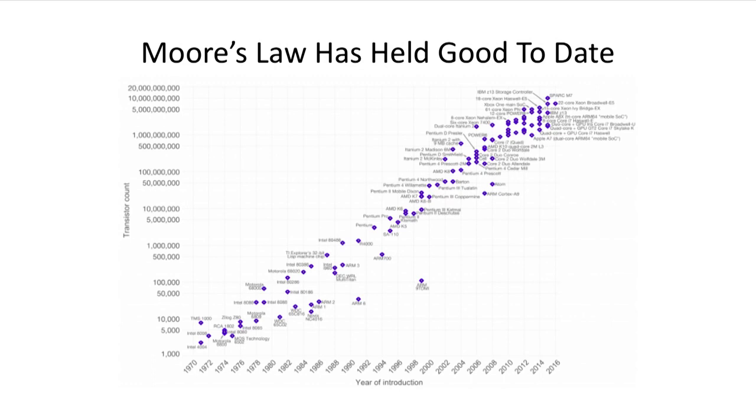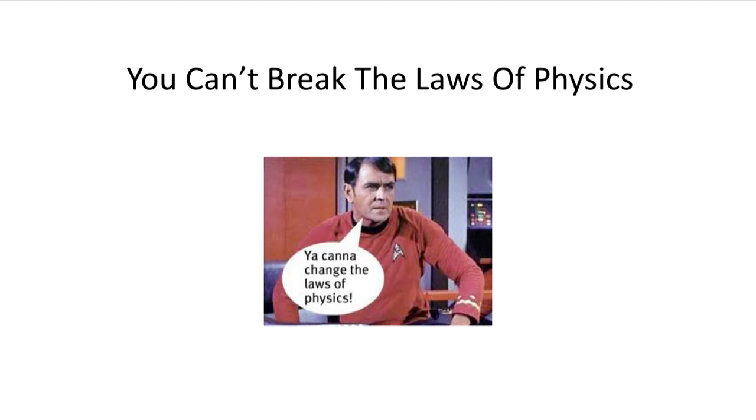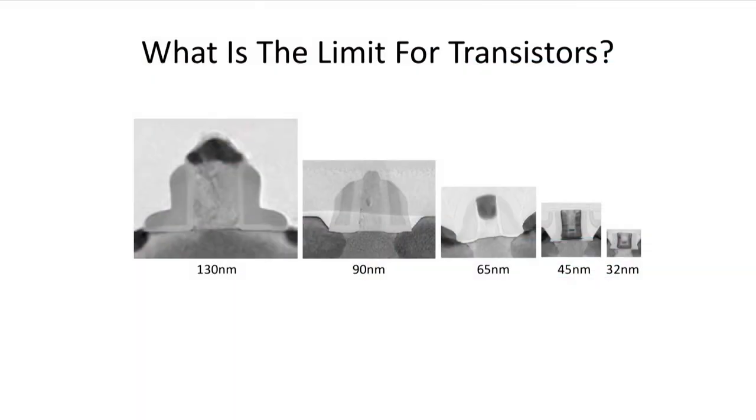However, as that great philosopher Scotty said, you can't break the laws of physics. We are coming smashing up against a wall at the moment, and although we're still making some progress, things are slowing down, because as you make those transistors smaller and smaller, obviously that's just a cross-section through them, you're going smaller and smaller and smaller, and guess what?